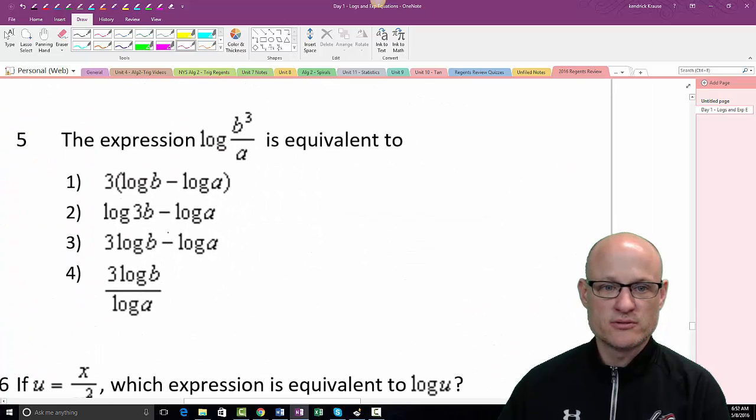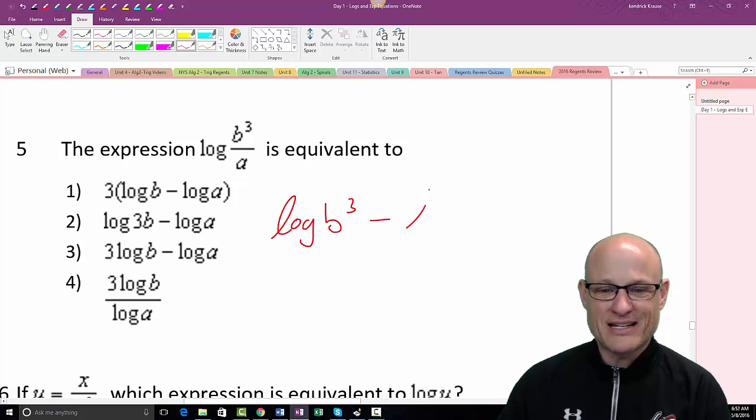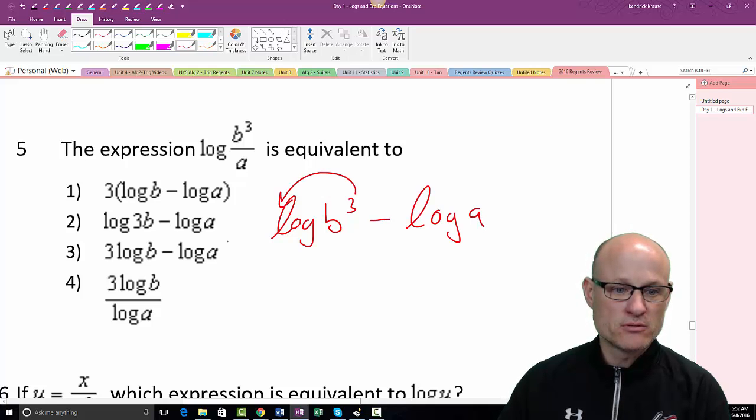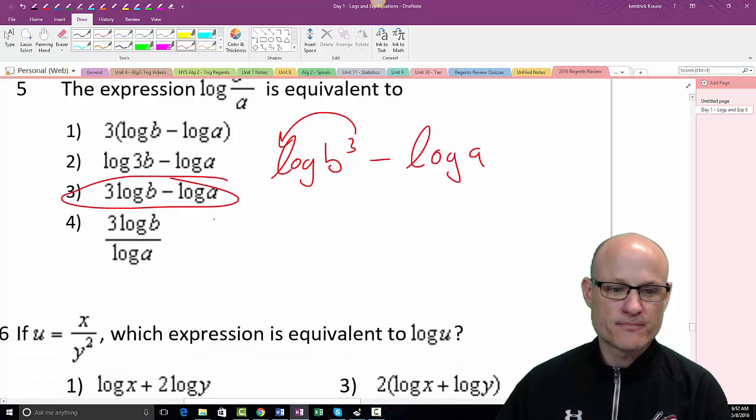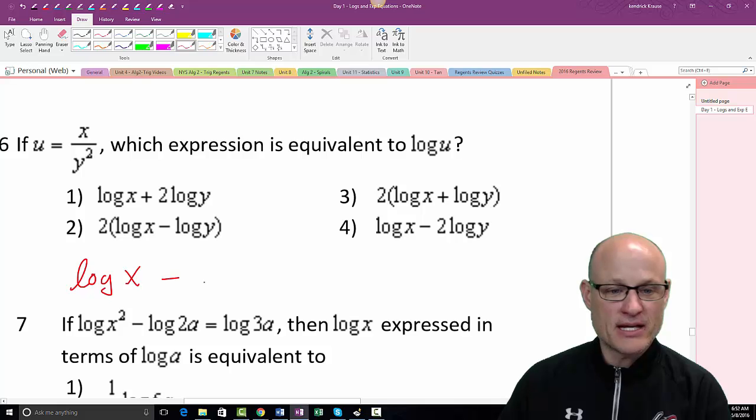See how you do. So we're going to expand this, so that becomes the log of b cubed minus the log of a. Go forward. We're going to expand these, so this becomes the log of x minus the log of y squared. 2 goes forward.